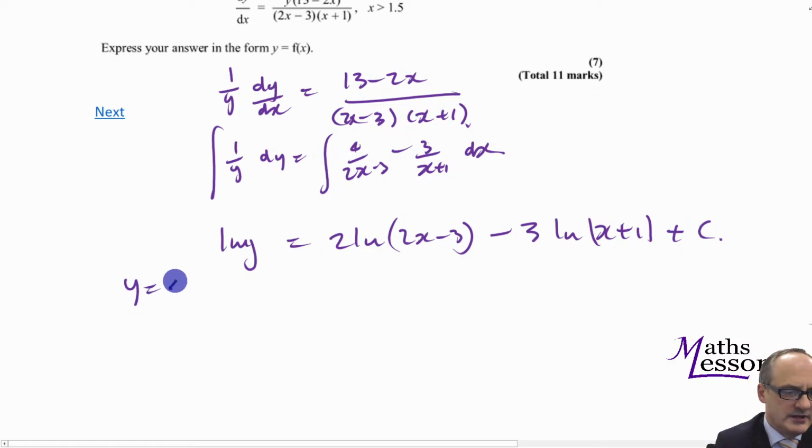Now we know y equals 4 when x equals 2. I've got lots of logs here, so I decided actually not to mess around with this c and all the algebra. I'm going to find out what c is to make my life easier.